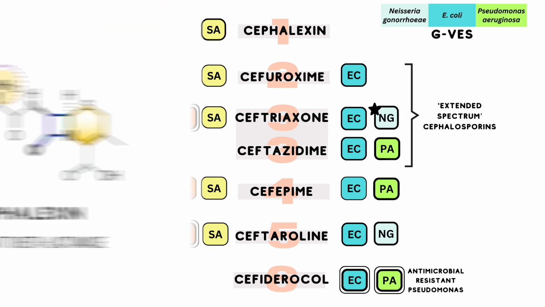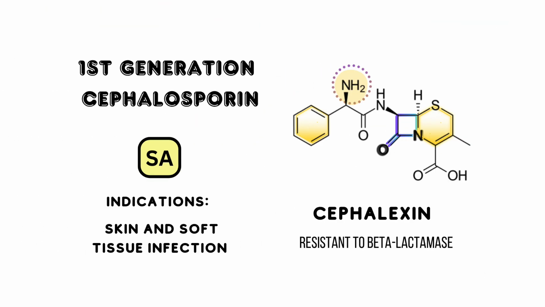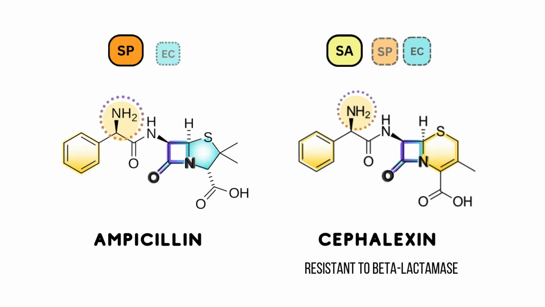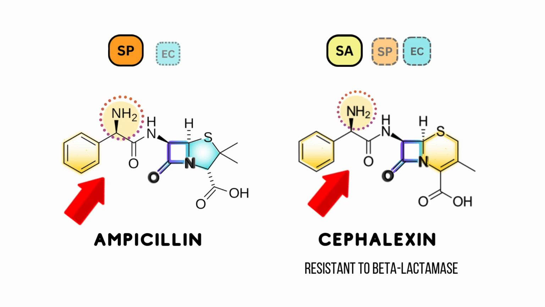Let's start with the 1st generation. The representative I'm choosing is cefalexin. Structurally, cefalexin is closely related to the aminopenicillins, so cefalexin is pretty much almost identical to ampicillin. They both have 1 side chain, and the side chain is identical for both of them, so they only vary by their nucleus.